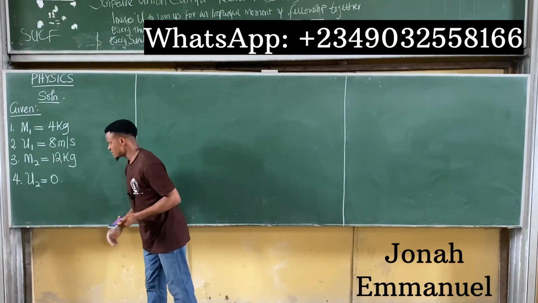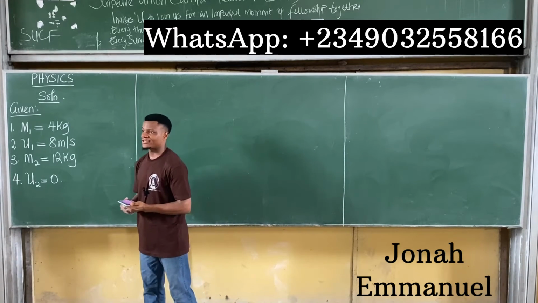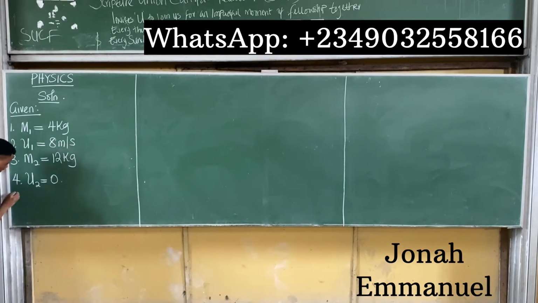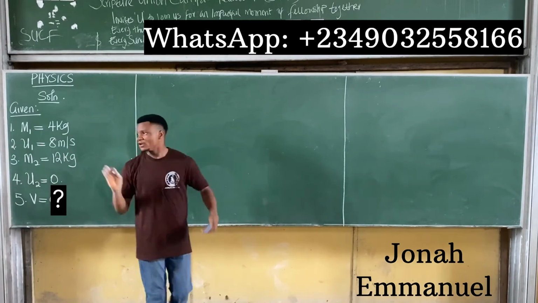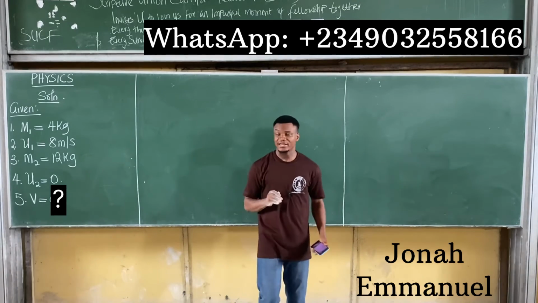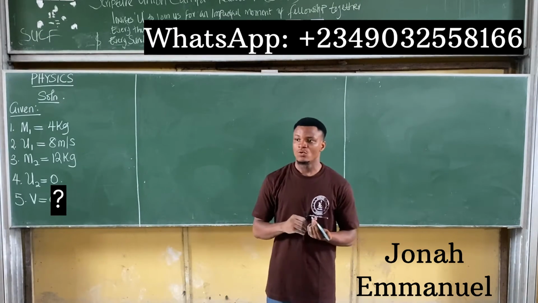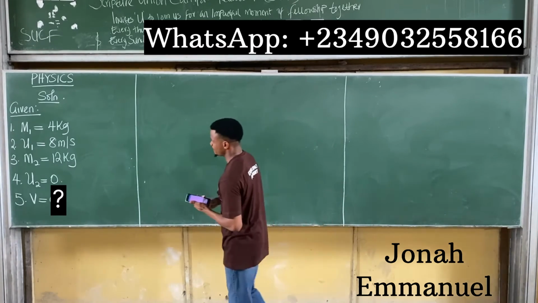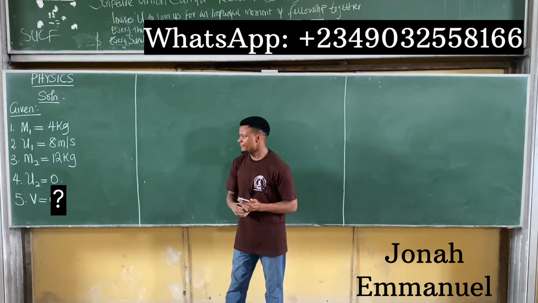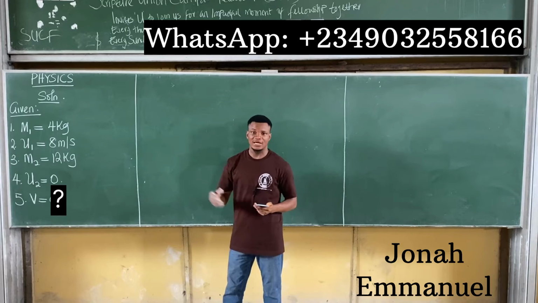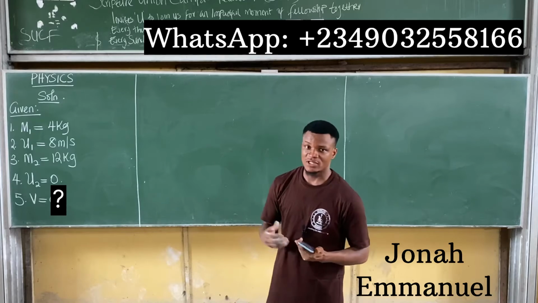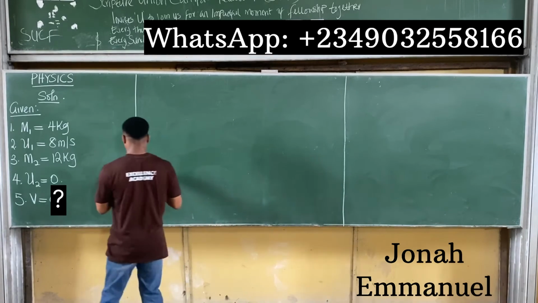So I have U2 equal to 0. We are asked to find the final velocity. Of course, there will be just one final velocity, that's V. Since both the 4-kilogram ball and the 12-kilogram ball move with one velocity, we'll have just one final velocity, as we discussed in our previous class. For this, we have to find the value of V. How do we find this? We'll have to recall the formula.